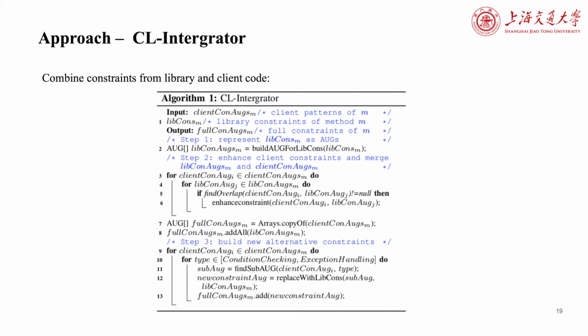First, we build ASTs for constraints from library code. Second, we merge constraints from both sources. If constraints overlap, we deliver the fine semantic details of library-based constraints to client-based constraints. Finally, to improve the richness of constraints, we generate new constraints by replacing a subgraph with its alternative constraints.